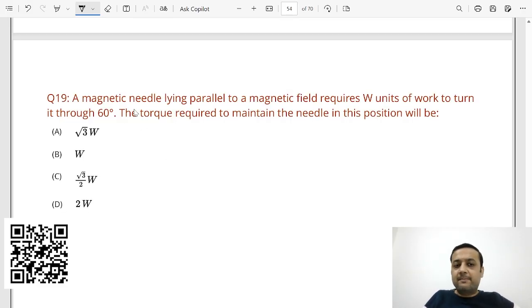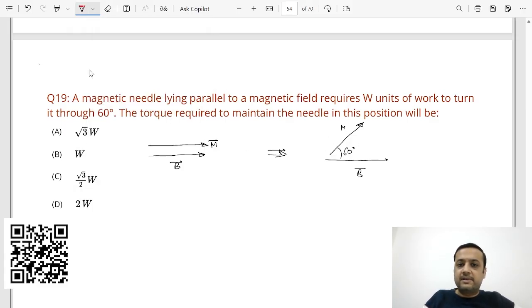let's do this question. Here, a magnetic needle lying parallel to the magnetic field requires W units of work to turn it through 60 degrees. So what's the question? Suppose this is the magnetic field, and let's say this is the magnetic needle which has magnetic moment M. Now what do you want? We want to turn it. So the magnetic field will be like this, but the magnetic needle will become like this. So this angle will become 60 degrees, right? So in this operation, the work done is basically W.